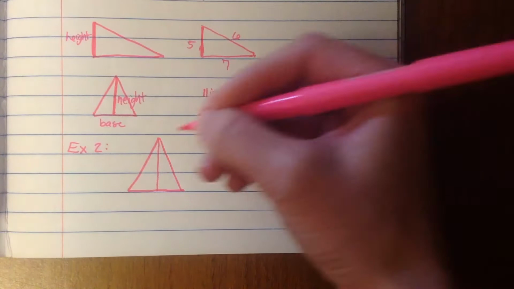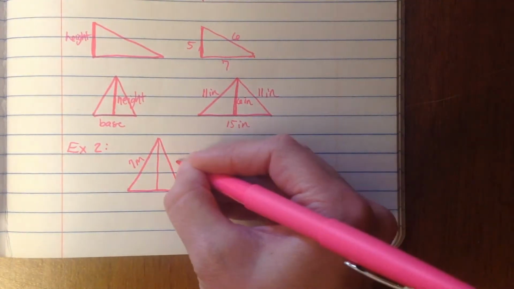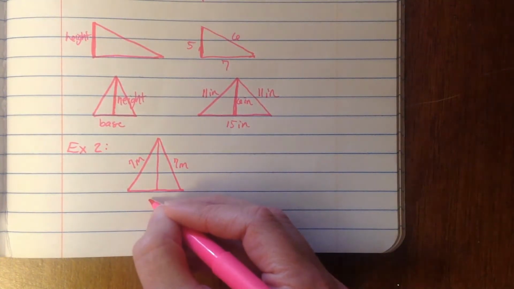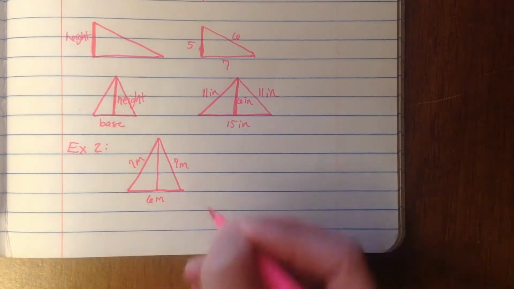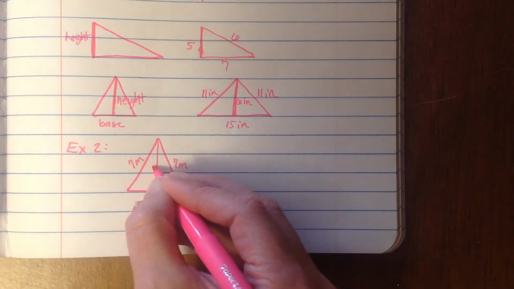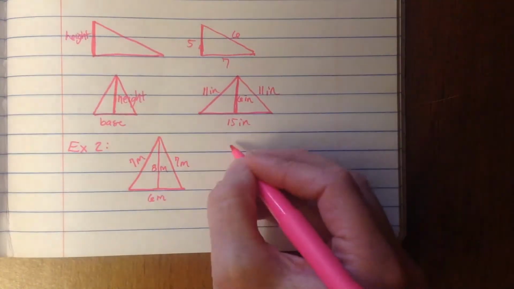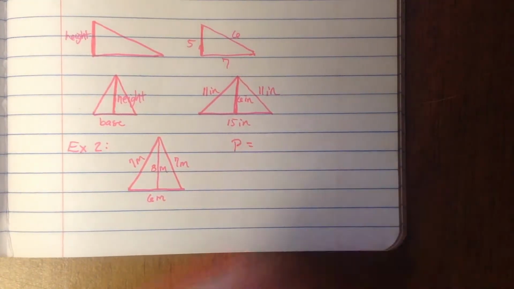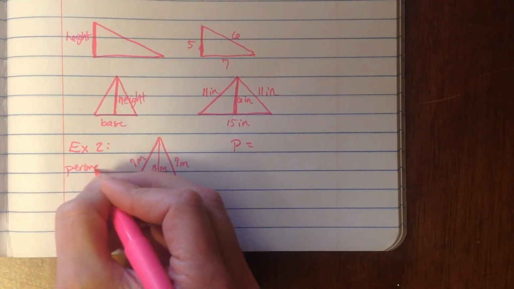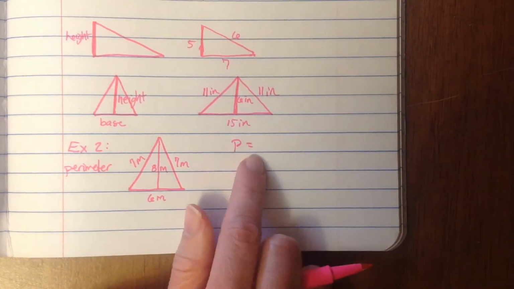So let's say that we have a measurement here of 7 meters. Let's say that this side is also 7 meters. And let's say that we're given the bottom is 6 meters. And let's say that they tell us that this middle measurement here is 8 meters. So we're given a measurement for the middle, and now we're asked to find the perimeter. So we're looking for perimeter. P is equal to something.